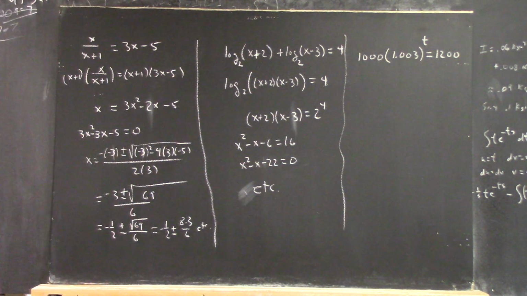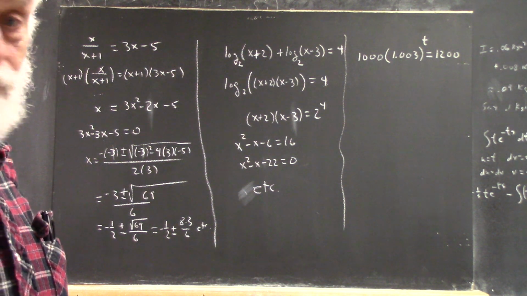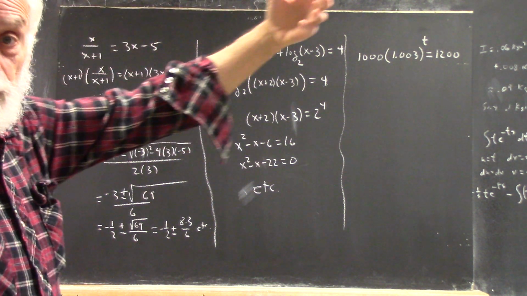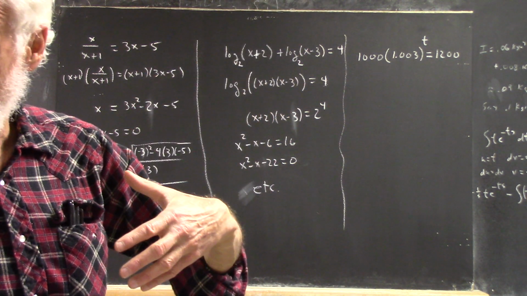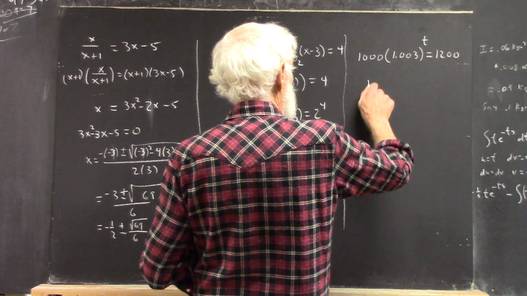Thousand times 1.003 to the t equals 1200. Well, your variable's in the exponent. You're going to have to change this to logarithmic form. You can't do it until you have it in a form that can change.